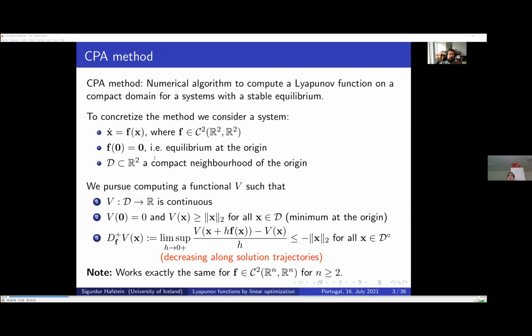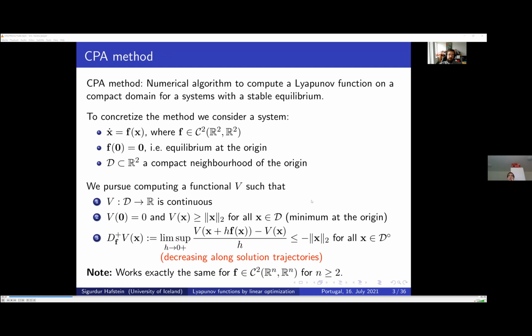And equilibrium at the origin simply means that f at 0 is equal to 0. So if we are at the origin, then nothing will change, because then x dot is equal to 0. There's no movement. And D is then a compact neighborhood of the origin.